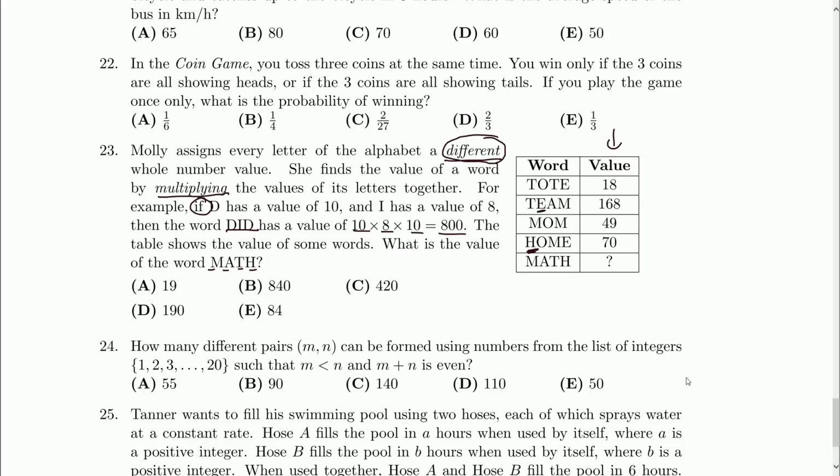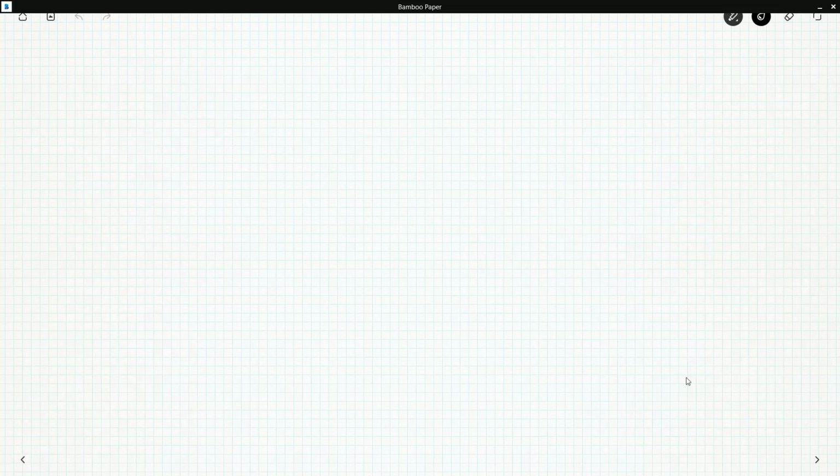Let's see here. So in terms of values, 168, that's the number of hours in a week. So there's a 7 in there. 49 has 2 7s. Oh, and Mom has 2 M's. So I think we can make the case that M has to be 7. And there's another 7 here in 70, home is 70. Yeah, I think so.